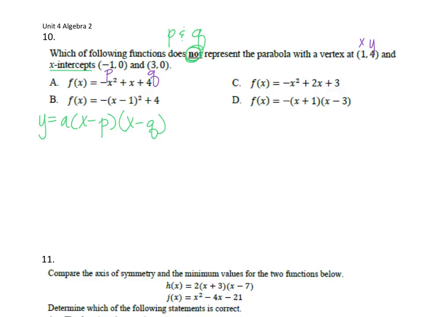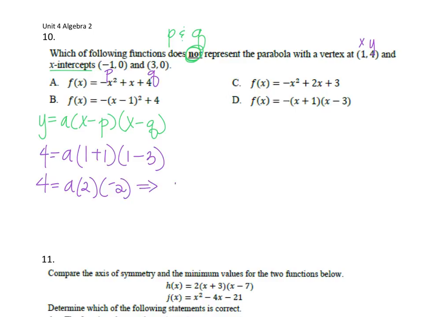Let's fill it in. My y is going to be 4, and that equals a, which I don't know. My x is going to be 1, so I get (1 plus 1) times (1 minus 3). So I get 4 equals a times 2 times -2, which gives 4 equals a times -4, or let's just rewrite that as -4a. If I want to get a alone, I divide, so I get 4 divided by -4, which gives me a equals -1.